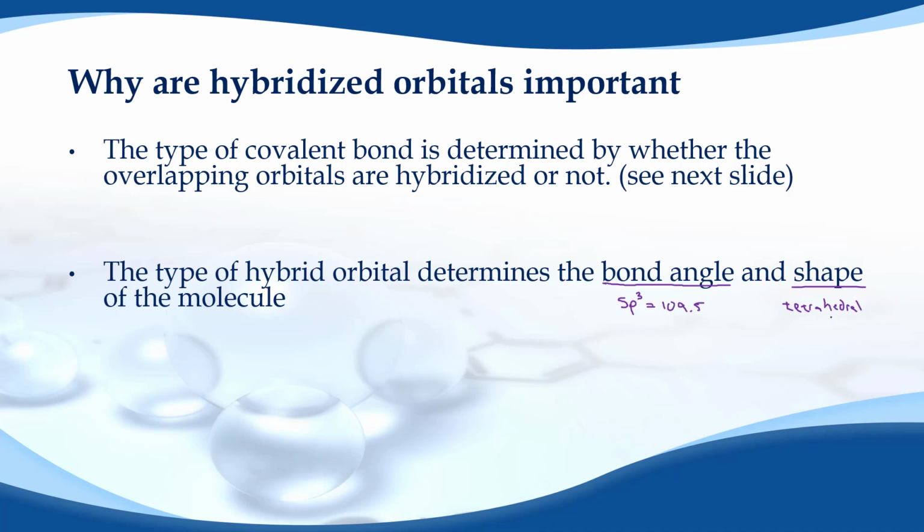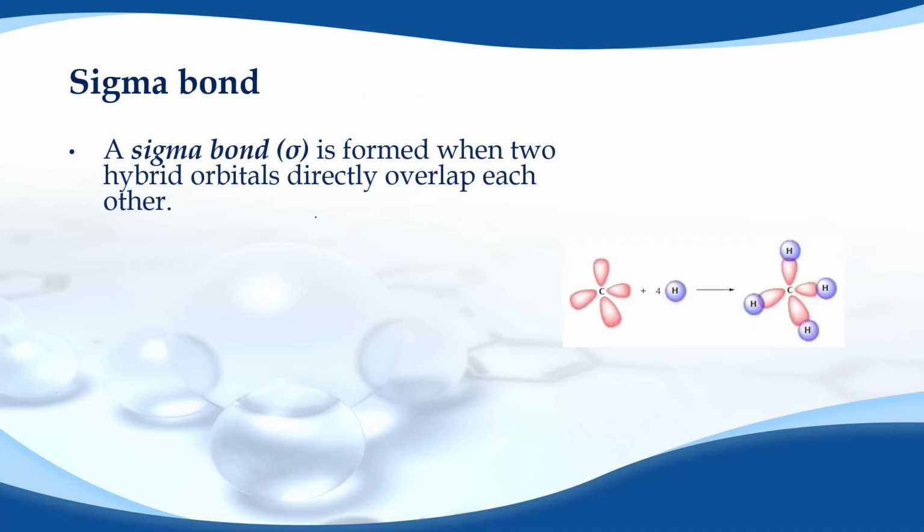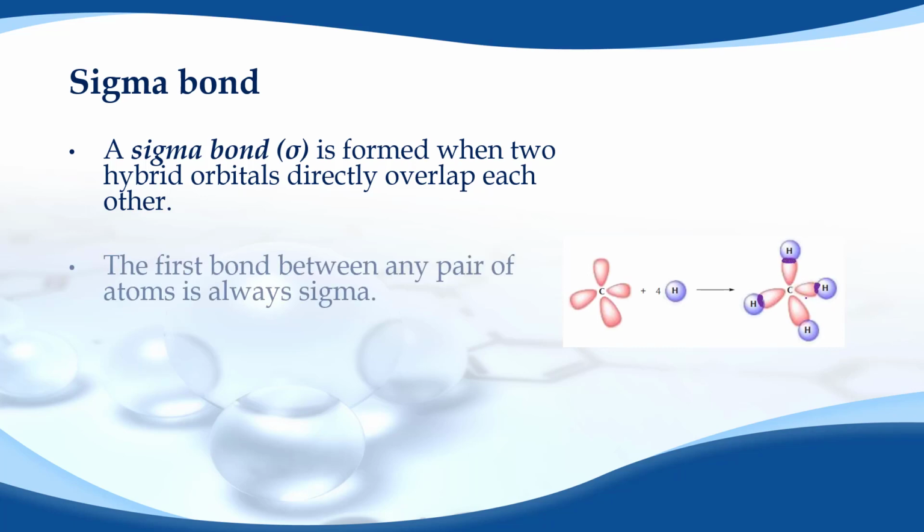The first bond is what we call a sigma bond. A sigma bond is what happens when two orbitals overlap head to head, a direct overlap of two orbitals. Whenever you form a bond between any two atoms, the first bond that you always form between those atoms is a sigma bond, no matter what. So each carbon-hydrogen bond is a sigma bond. If you form a double bond, the first bond you form in that double bond is always a sigma bond. So that's always the first one.